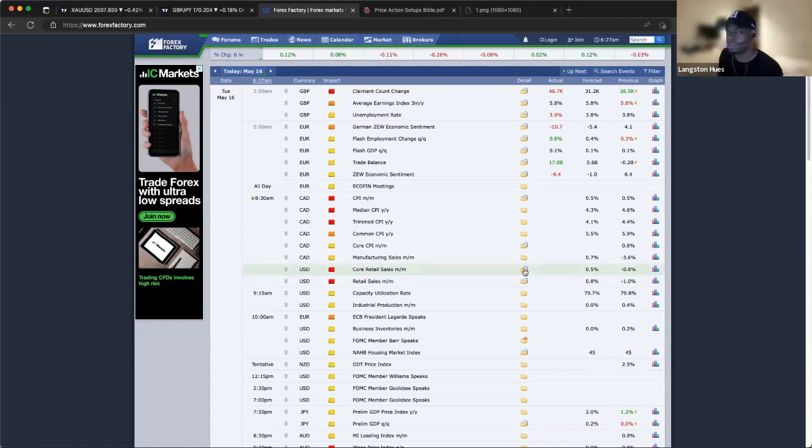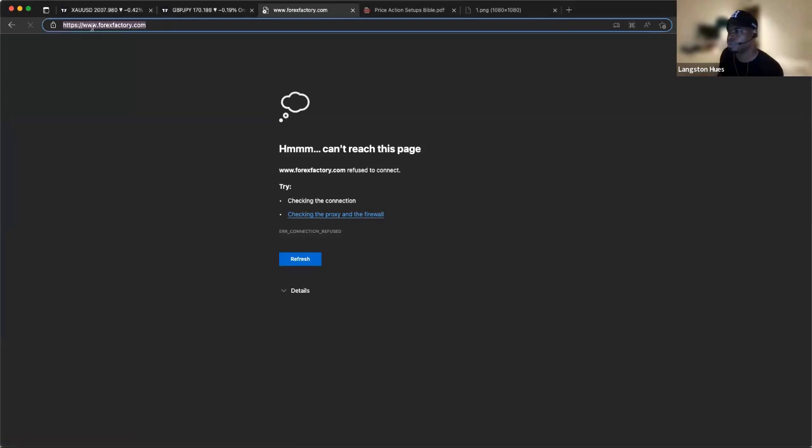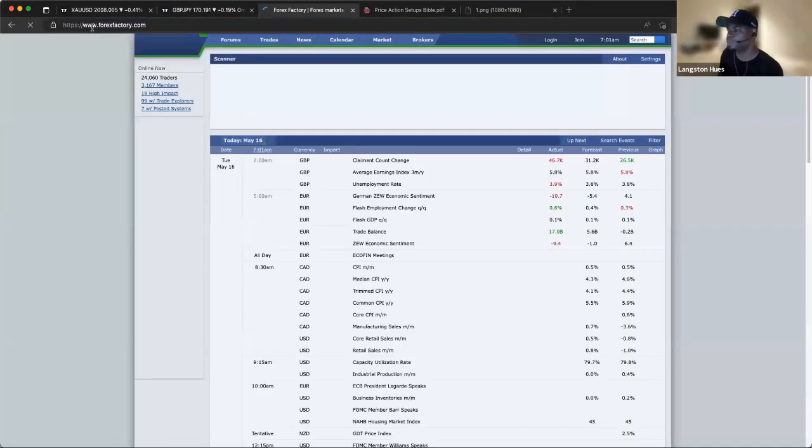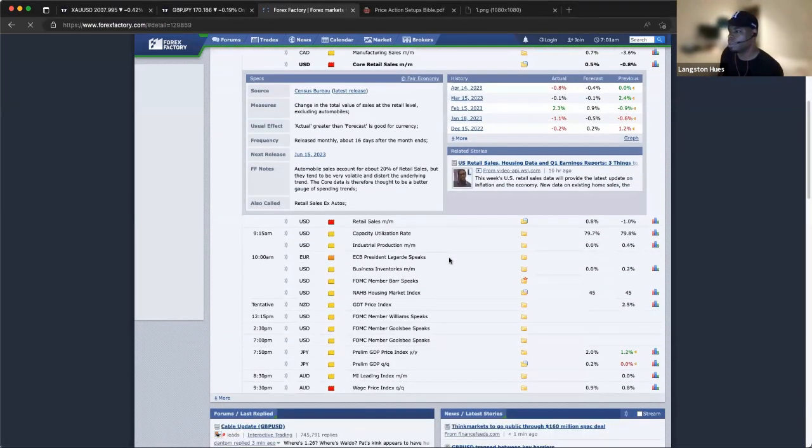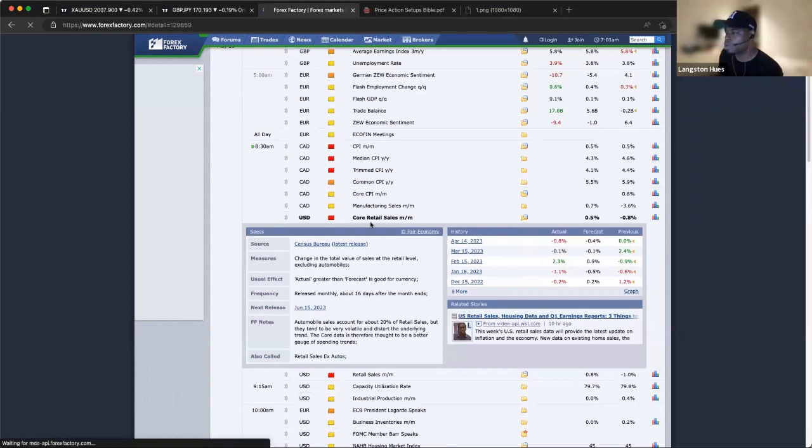Core retail sales. Let me change my location on this. If you use this website and some service providers, you have to use a VPN. So if I want to refresh it, I have to use a VPN. Okay, so let's take a look. Core retail sales.